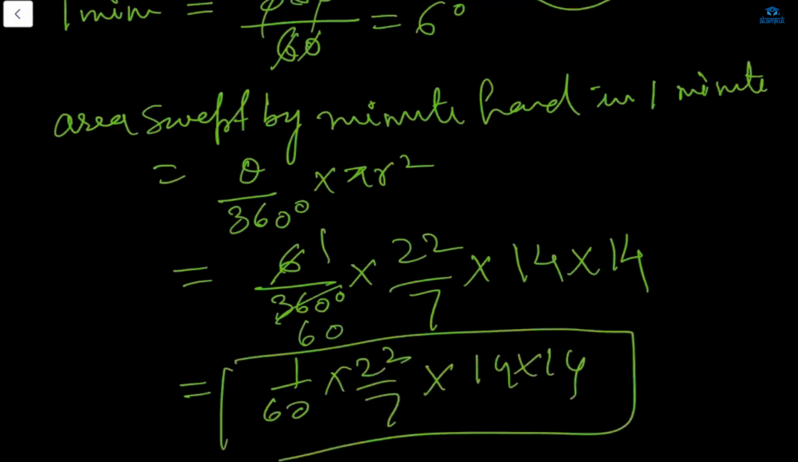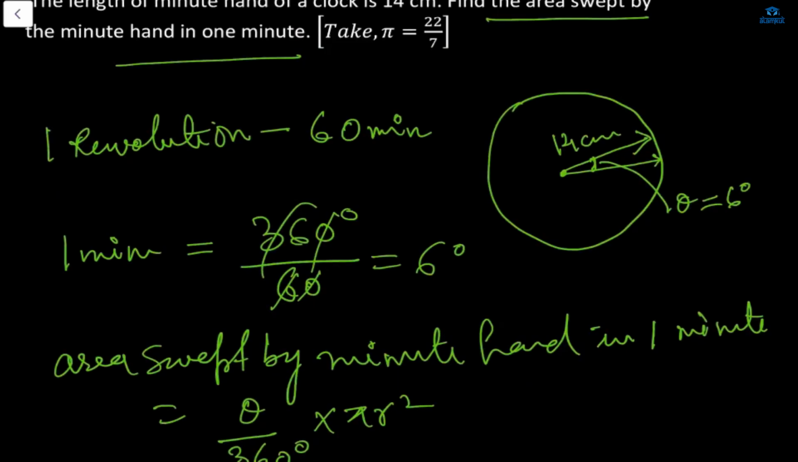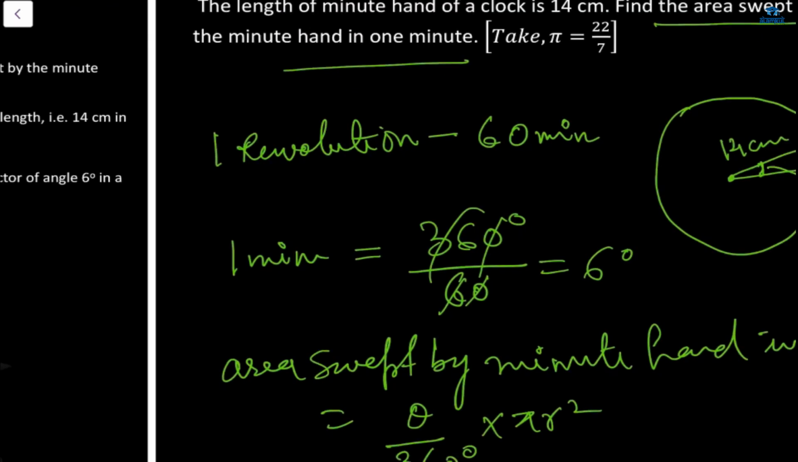Understood this question? Any doubt? See, we have already found out for 1 minute. So similarly, you can find out for any minute. Like if it is asking about 10 minutes, we have already found out for 1 minute, like the unitary method. If you need to find the area covered by the minute hand in 10 minutes, then 6 into 10, that will be 60. Any doubt in the question? Shazan, do you have any doubt? Because you joined a little late.